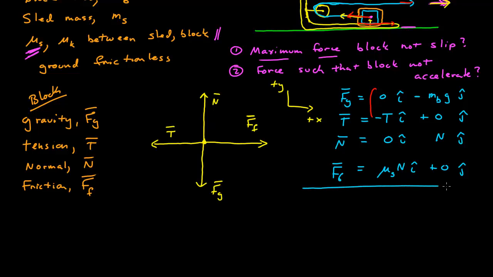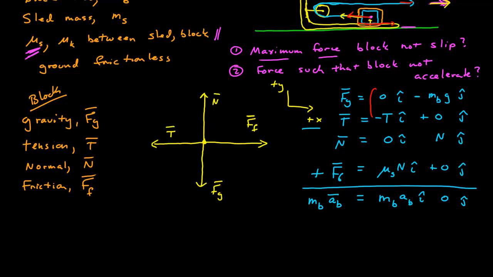Okay, so now I can use these. I want to sum these forces. The vector sum of all these forces, this is on the block, is equal to the mass of the block times the acceleration of the block. And the mass of the block, it's at rest relative to the sled, but the whole object is moving to the right, which is the positive x-axis.